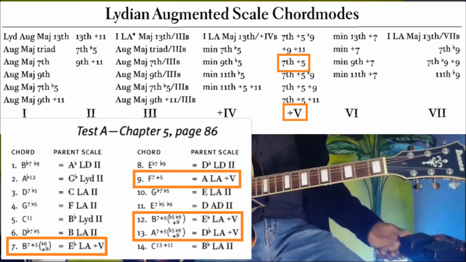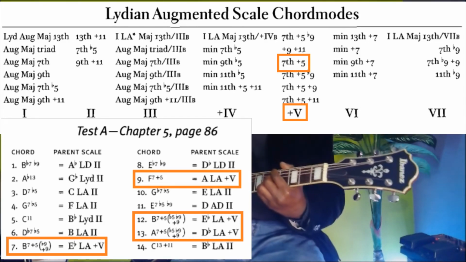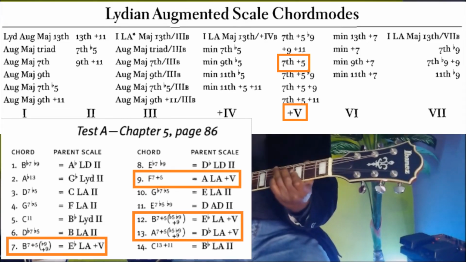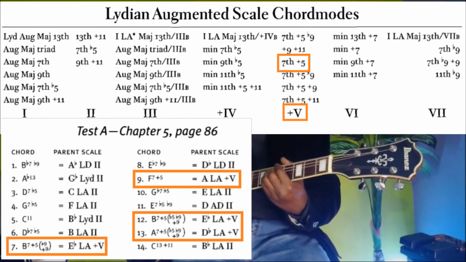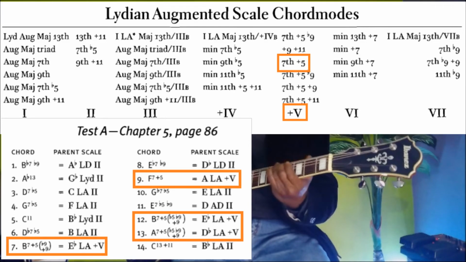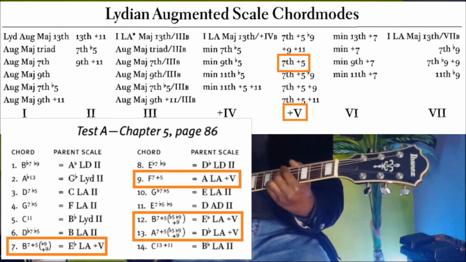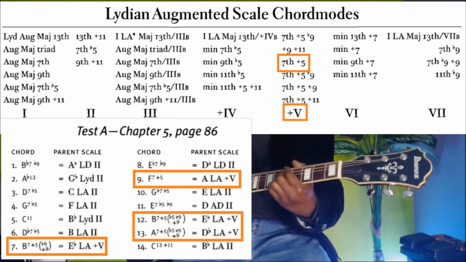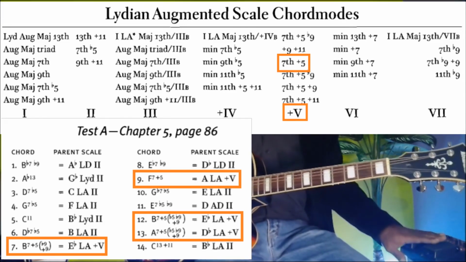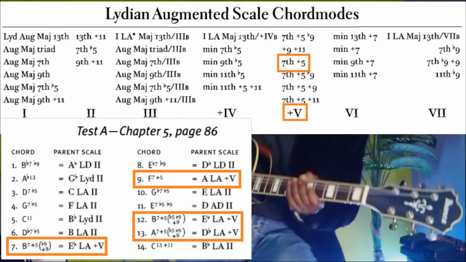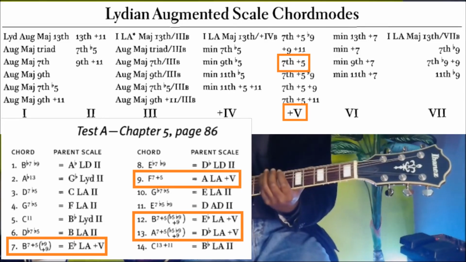Let's just test that. A7 sharp 5, flat 9, flat 5, back to flat 9, for example, just mix them up. So now we'll go to D flat with the augmented.